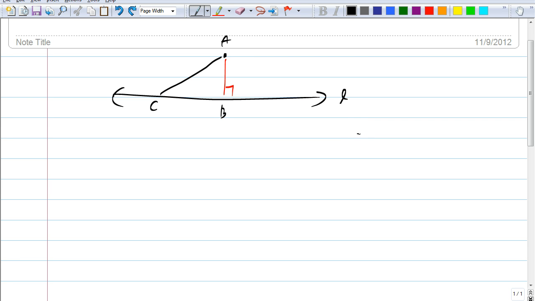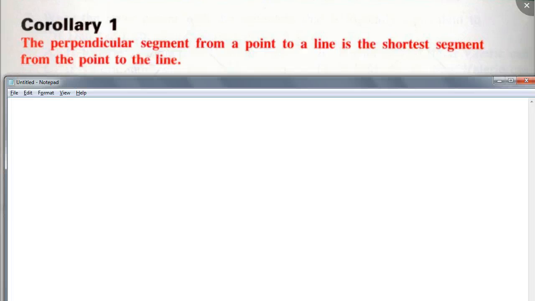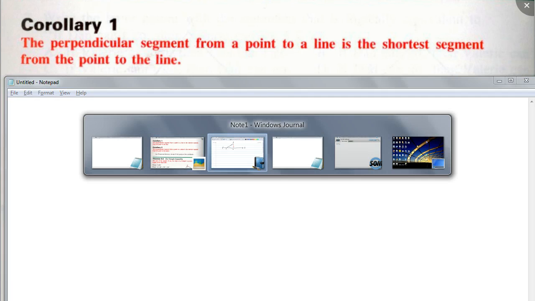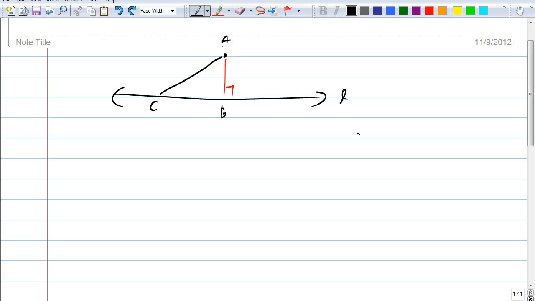What can you tell me about the length of segment AB versus the length of segment AC? Jonathan? AC is greater than AB. Would you not agree? And that's what this corollary is saying, right? It's sort of obvious if you look at this picture. Now, how would you go about proving this, though?